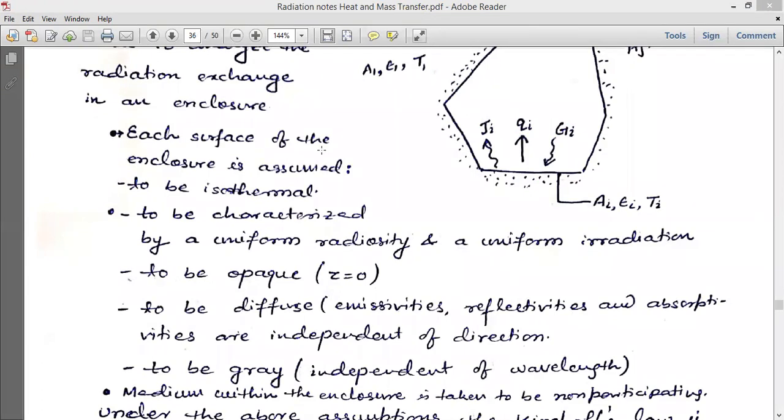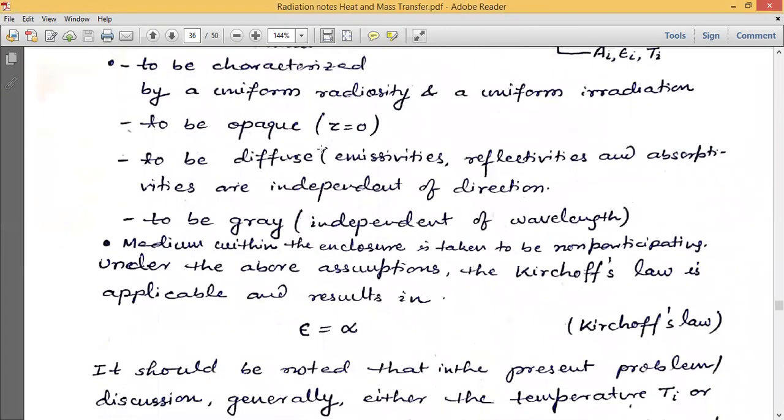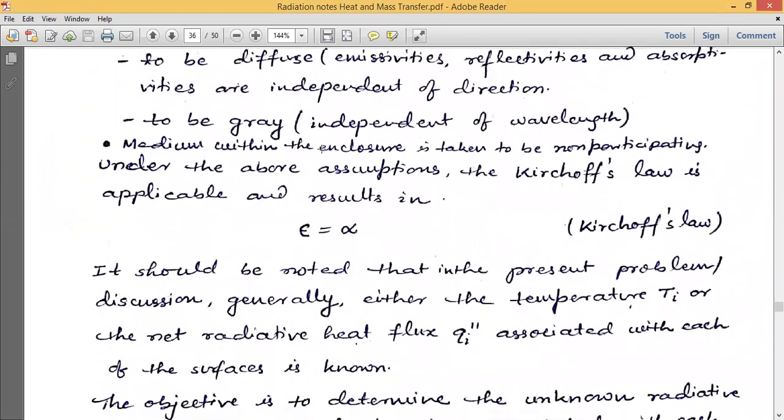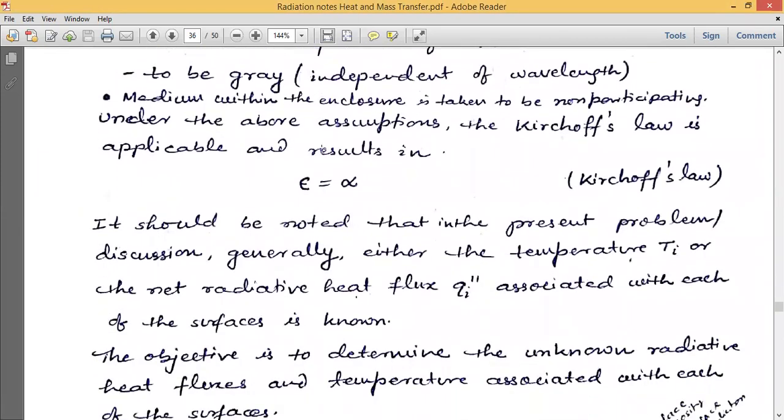So under all these assumptions, we have learned one Kirchhoff's law. That means with all these assumptions, we can apply Kirchhoff's law. And Kirchhoff's law says that epsilon should be equal to alpha.